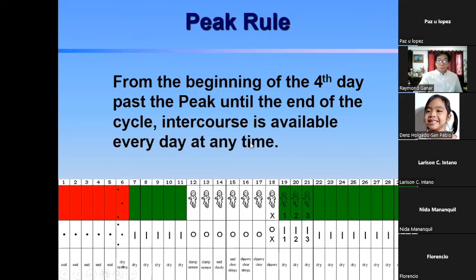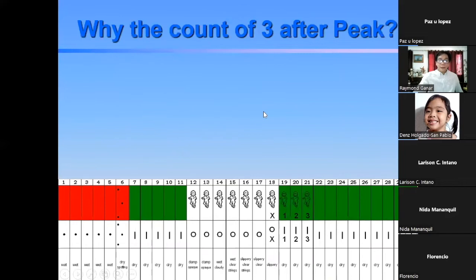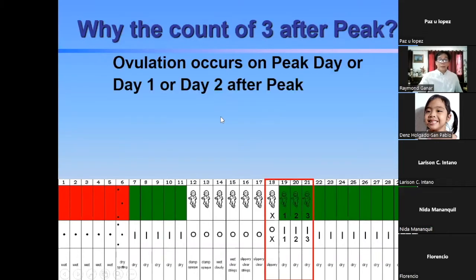Now try to look at this one. So 22 is the beginning of the infertility, all the way to what? All the way to 30. Okay, let's continue, no? So count 3. After that, on the fourth day past the peak, you can now apply the peak rule. Okay? So take note of this, but we will have another topic on this one.